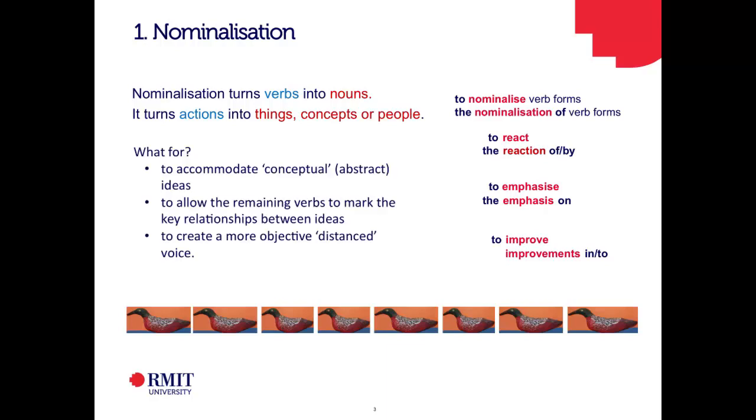Nominalisation makes the language sound more formal, and it allows for the concise expression of more abstract concepts. It also leaves the verbs to play the important role of demonstrating key links or relationships between ideas in sentences. Often when supervisors say a piece of writing is not academic, they mean there's not enough nominalisation. But if we use too much nominalisation, the writing becomes more difficult to understand. So there's a balance that we have to aim for.